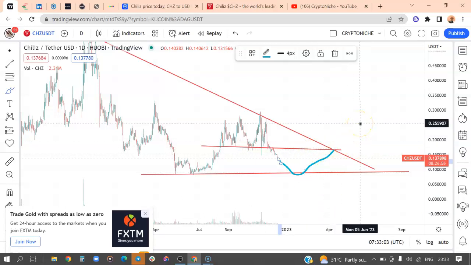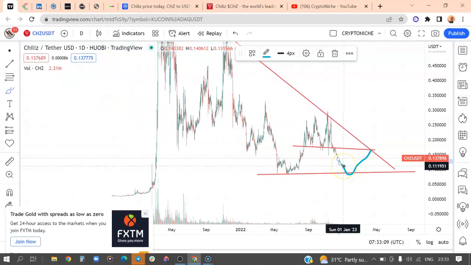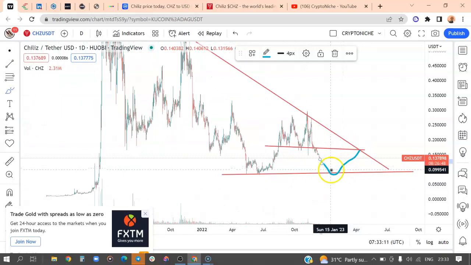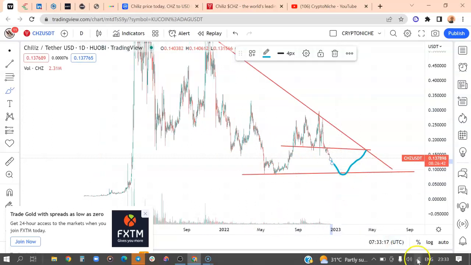So all I'm saying in essence is that this is my price prediction. This is going to be the possible movement for Chiliz. As you can see, this is the next possible support on this chart, and I'm not really saying Chiliz is breaking the support downward further, but it's going to break it a little bit.